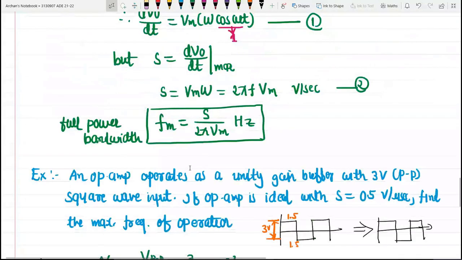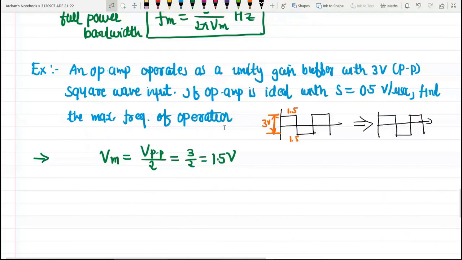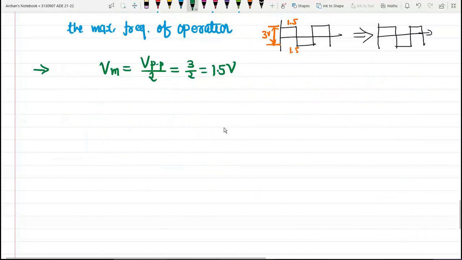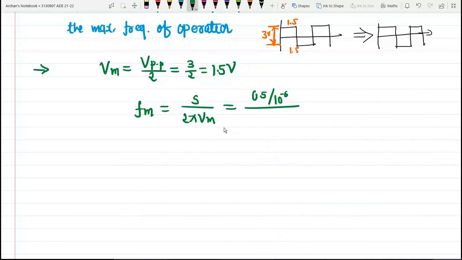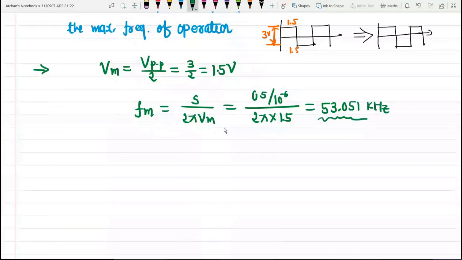And we have derived the slew rate equation. What is the slew rate equation? Fm is equal to S upon 2 pi Vm. So let us use this equation to find out the maximum value of frequency. Fm equals S upon 2 pi Vm. Now S is 0.5 volt per microsecond, that is 0.5 divided by 10 raised to minus 6, upon 2 pi into 1.5. Upon solving this we get 53.051 kilohertz. So this is the maximum value of frequency up to which my output will not get distorted.